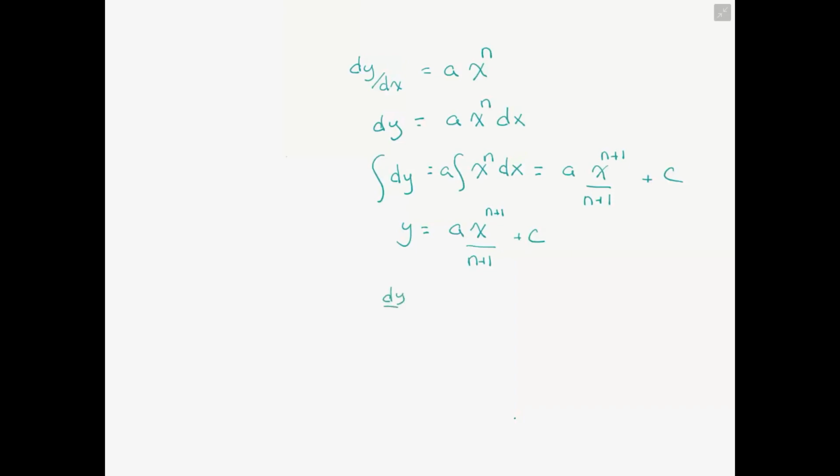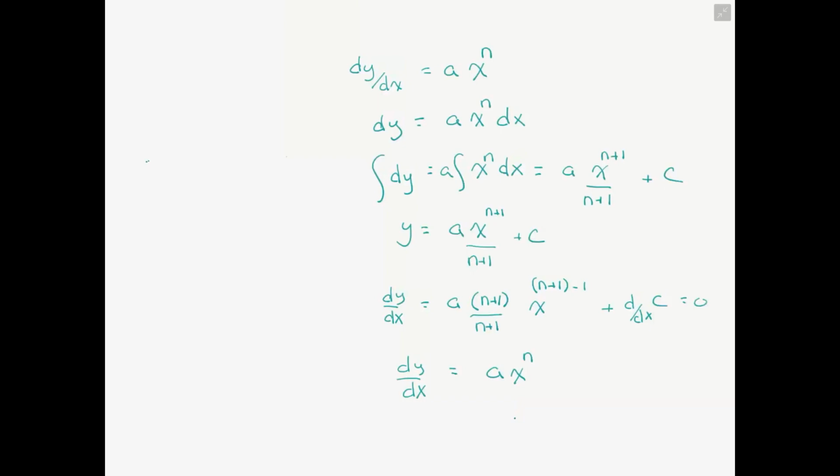Now, how do we know we did this right? Well, we take the derivative. dy dx equals a times n plus 1 over n plus 1 x to the n plus 1 minus 1 plus d dx of c, which is 0. So we have dy dx equals a x to the n.